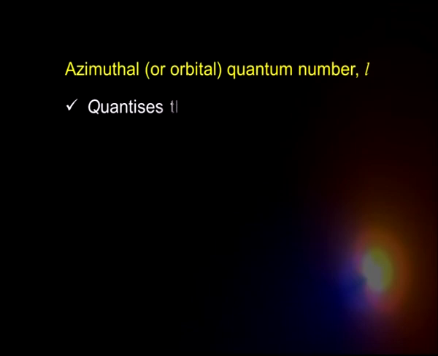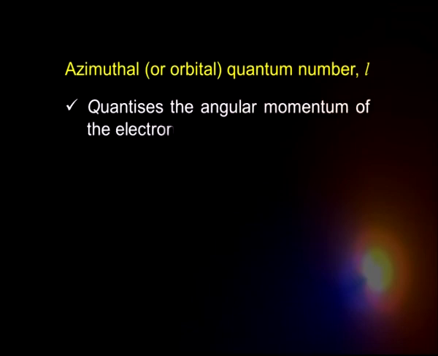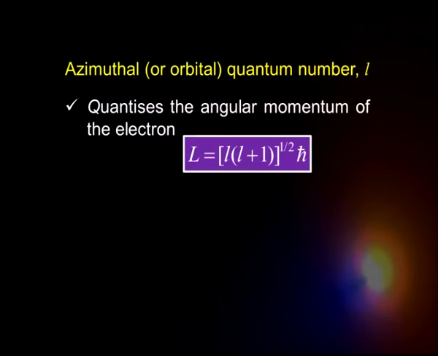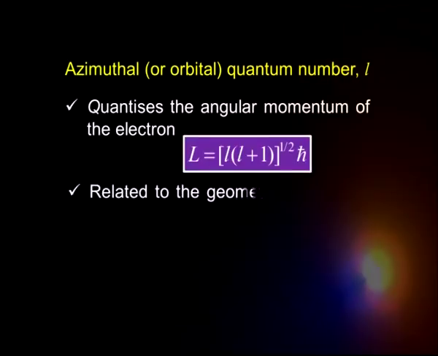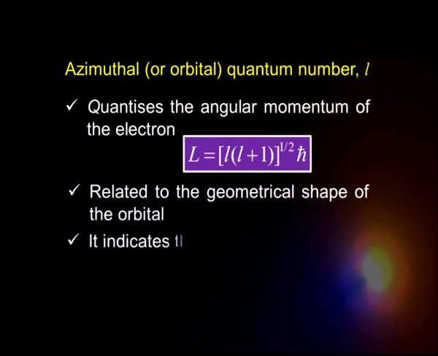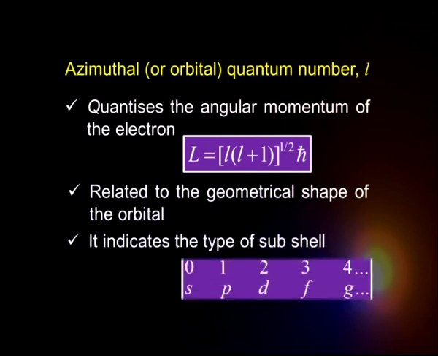The second quantum number is the azimuthal quantum number L. That actually is the one which quantizes the angular momentum of the electron. n was quantizing the energy, L quantizes the angular momentum. And in colloquial terms, L is related to the geometrical shape of the orbital we get there. If L is equal to 0, we have a spherical shape, the s orbital. L equal to 1, we get p orbitals of a dumbbell shape, and so on and so forth.